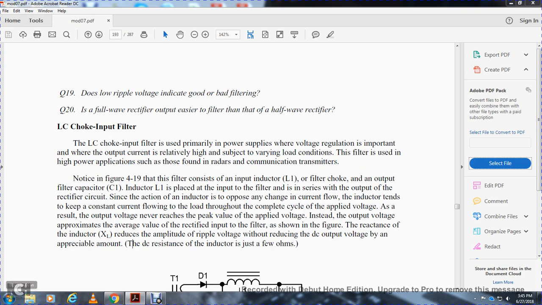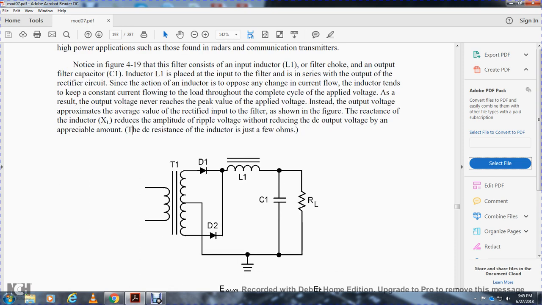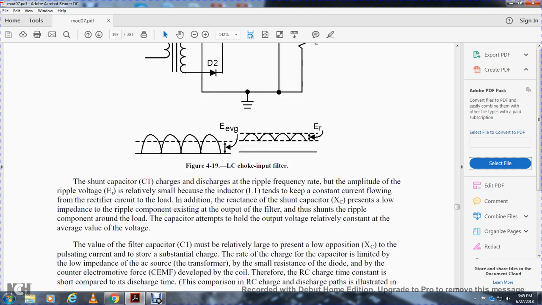The reactance of the inductor reduces the amplitude of the ripple voltage without reducing the DC output voltage by an appreciable amount. The DC resistance of the inductor is just a few ohms. The circuit shows the transformer winding T1, rectifier diodes D1 and D2, input inductor L1, capacitor C1, and the load resistance.